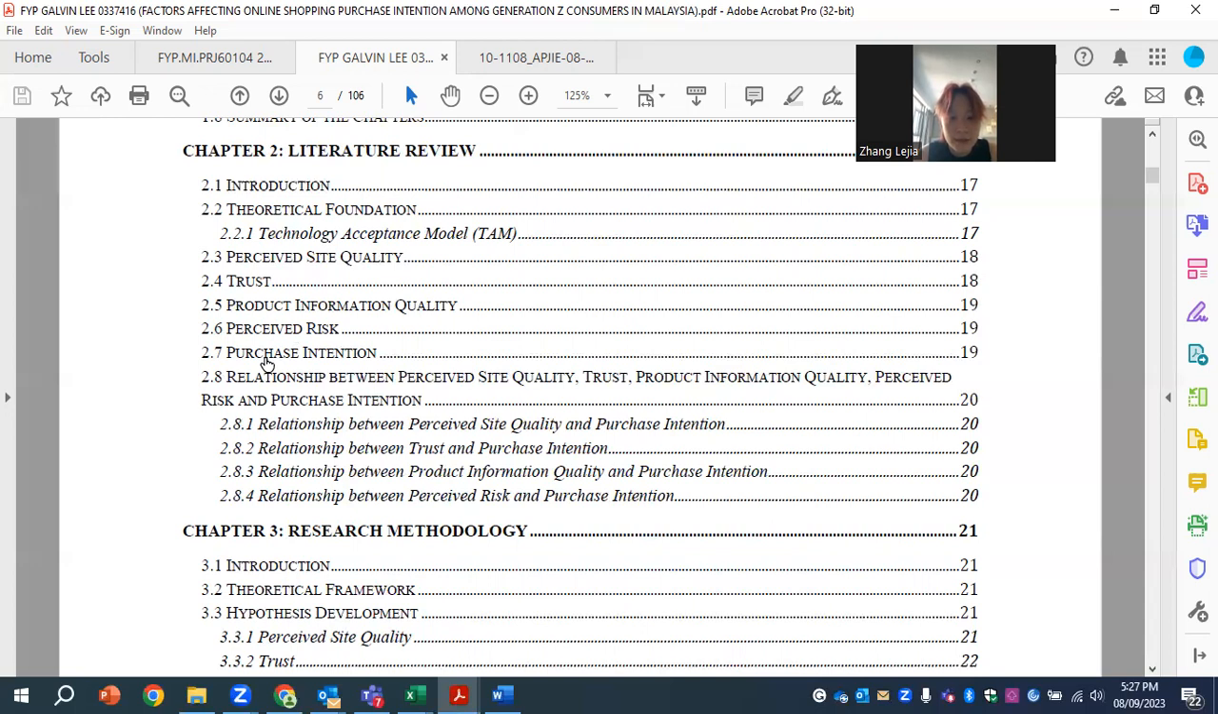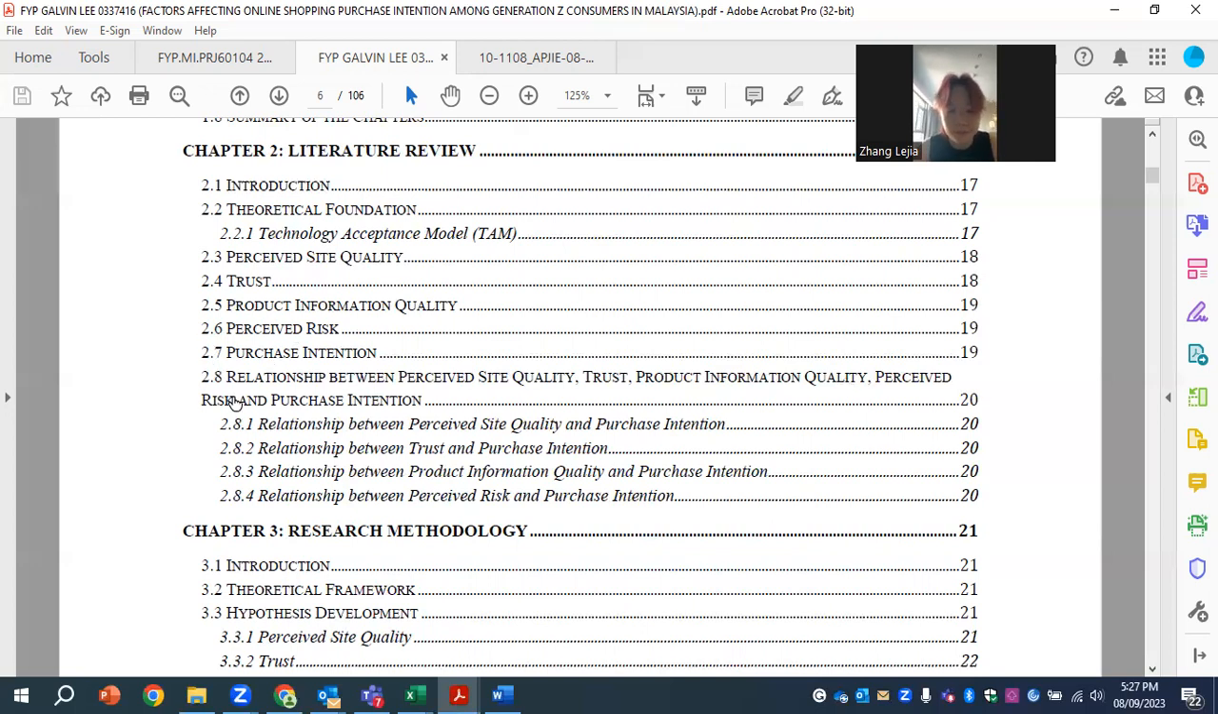The last variable is perceived risk, and the DV is purchase intention. So you need to write in detail each of the variables. Each of the variables, you need to start with the definition first and then explain what is the meaning and try to relate it back to your topic in the last bit. Can you follow? Yes, Miss.